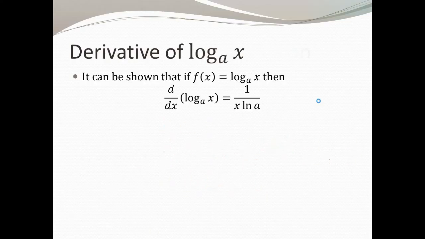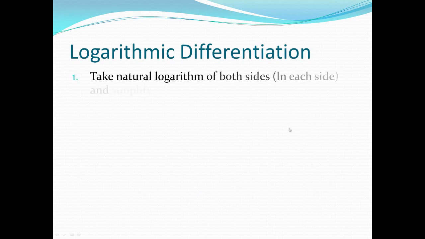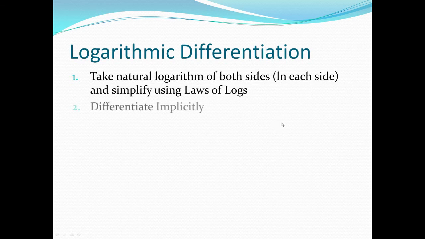Okay. So we kind of follow this sort of set of steps. 1, take the natural logarithm of both sides. So take the ln of each side, and then simplify using laws of logarithms. Then we differentiate it implicitly, so we differentiate the left side and right side, using all the rules we use, and then we just solve for dy dx, as we showed previously.